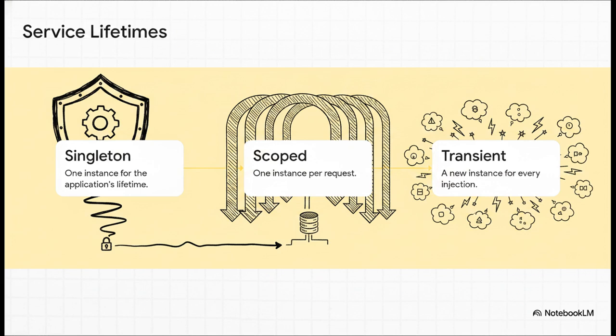First up, Singleton. Just like it sounds, the framework creates exactly one instance of your service, and it shares that single instance for the entire lifetime of the application. Second, we have Scoped. This creates one instance per HTTP request, which makes it absolutely perfect for things like database contexts in web APIs. And third, Transient. With Transient, the framework creates a brand new instance every single time that dependency is requested or injected.